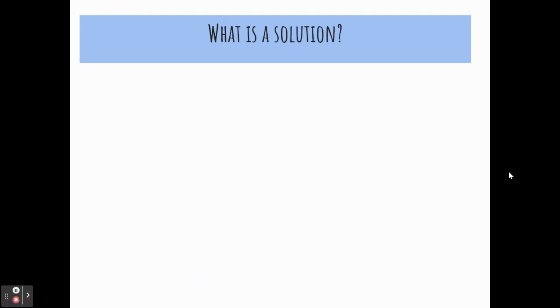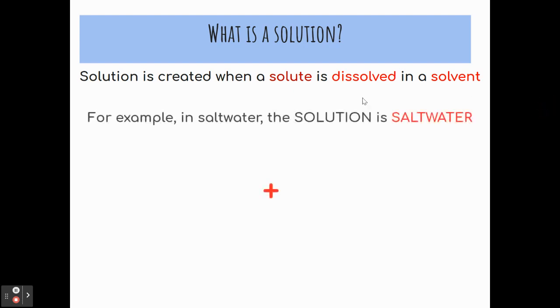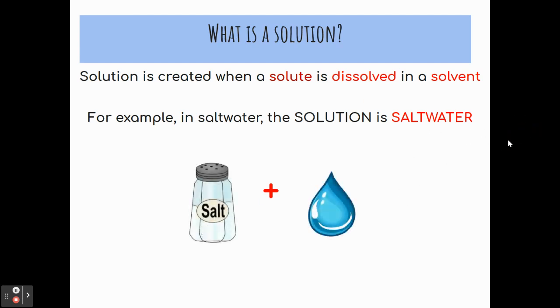So when you put a solvent and a solute together, you create a solution. A solution is created when a solute is dissolved in a solvent. So for example, in salt water, the solution is our salt water. We've got salt, right? And we've dissolved it in water, and we've created salt water. Salt water is our solution.